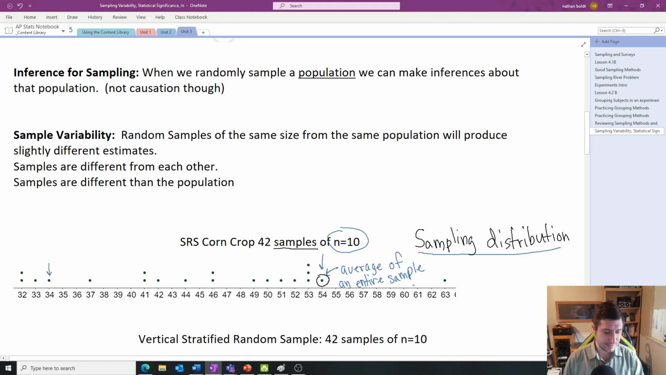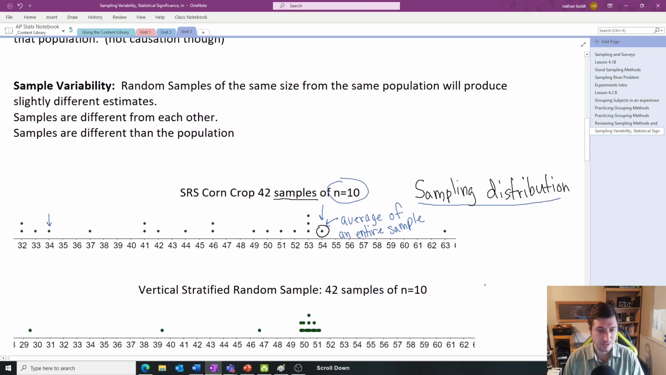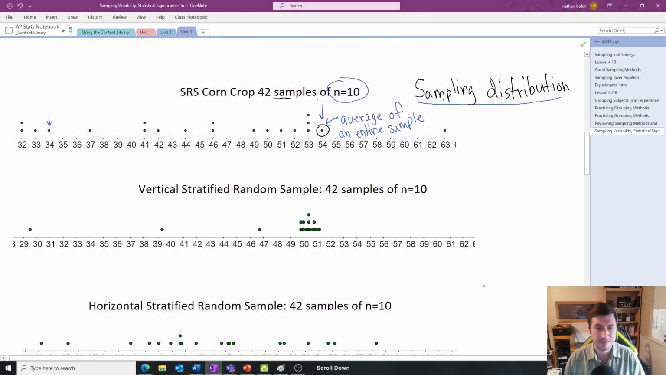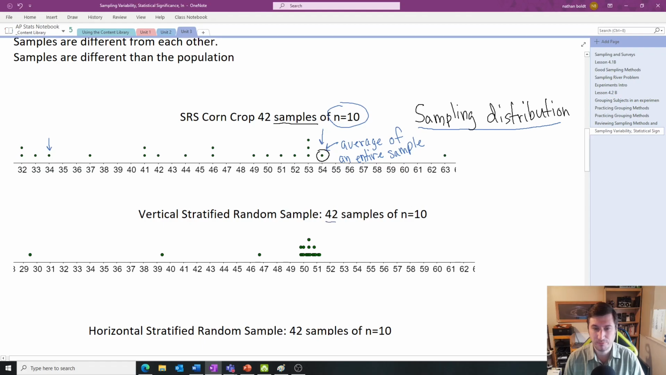Which is why our different sampling methods can be very important, because they reduce this variability. And so I think I showed third period a bit of this. Here is what that same idea looks like. 42 samples. Each sample is 10 plots of land for the vertical stratified random sample. Here you can see there is much less variability. Almost all our samples were within that small little range right there. Much less variability, which is why stratified random samples are great. They reduce the variability. They're more accurate, you could say. Whereas the SRS was much more spread out.